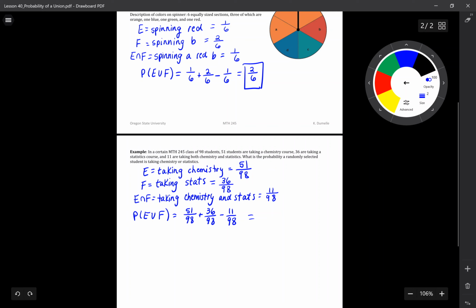So this is 51 plus 36 minus 11, which is equal to 76. So your chances of either taking stats or chemistry is pretty high, 76 out of 98.